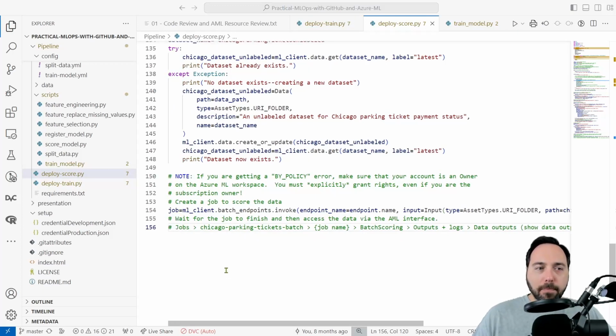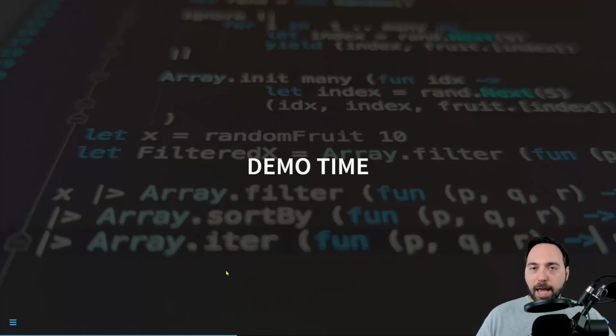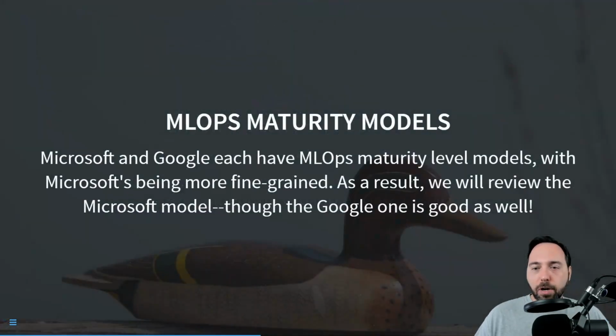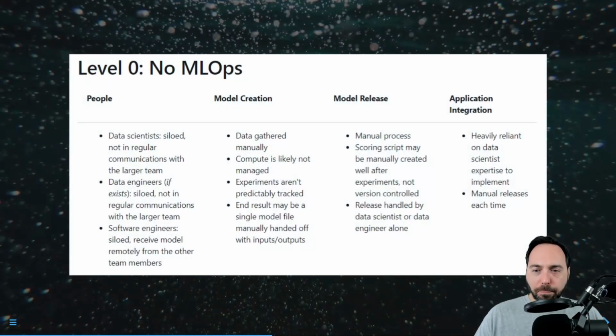So, all right, we've taken a quick look at the data. Now I want to get back and I'd like to talk a bit about machine learning operations before we actually get into the operations itself. The MLOps maturity model. There are a couple of different maturity models that I do like. Microsoft and Google, they have different maturity models. Microsoft's is a little more fine-grained, so I'm going to review that model, but the Google one is also good. There can be differences between the two. Nonetheless, I think that they're much more in common than they are different.